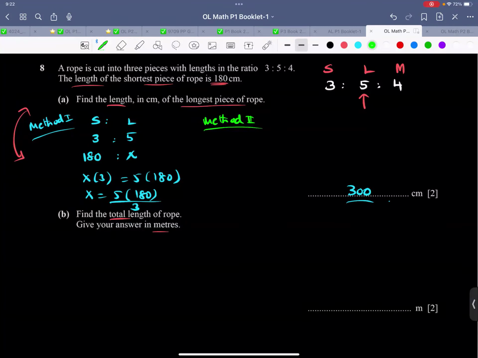Find the total length of the rope. So 3 plus 5 plus 4, that equals to 12.